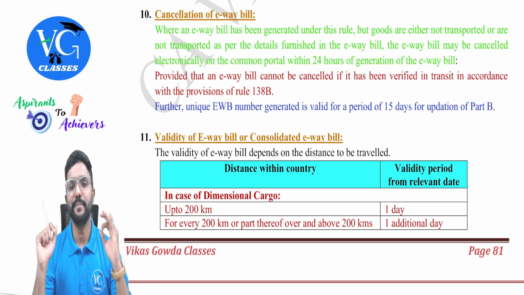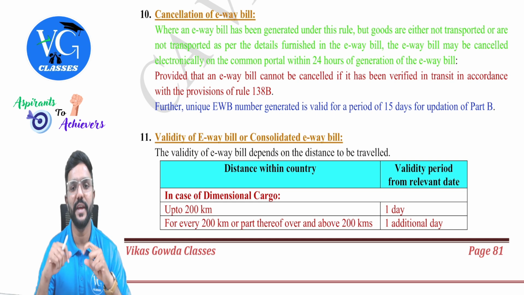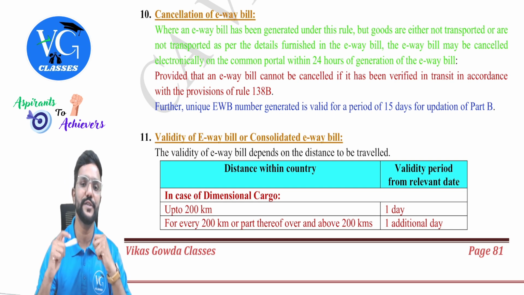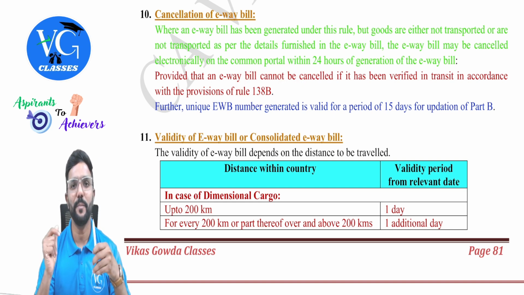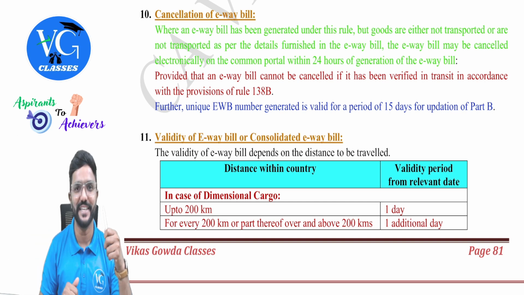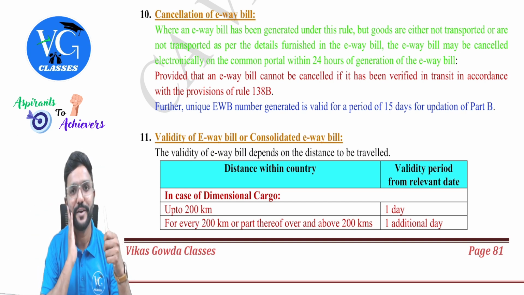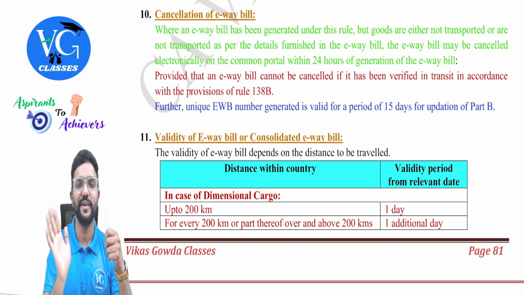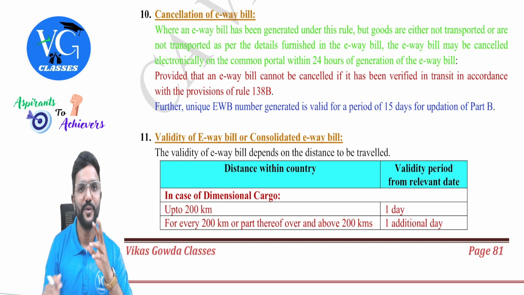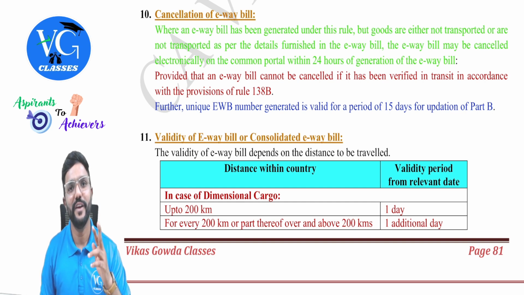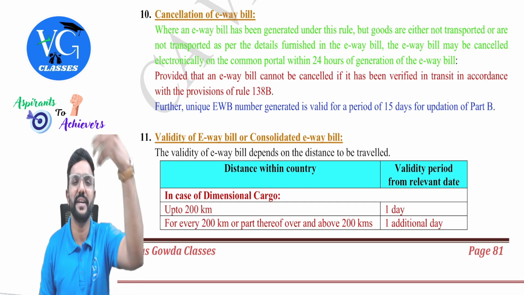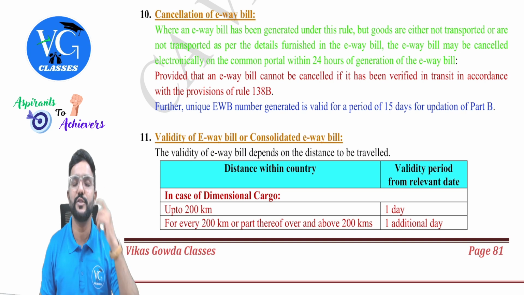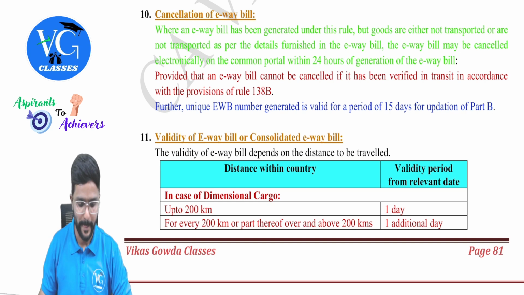Provided that an e-way bill cannot be cancelled if it has been verified in transit in accordance with the provisions of Rule 138B. By whom? By the proper officer. If the proper officer has already verified it in transit, that means there is already a movement of goods. Now can I cancel the e-way bill? No. You can cancel the e-way bill when there is no movement of goods. You already generated the e-way bill, but later the recipient cancelled the order, or he asked to change the quantity. In that case, we can cancel the e-way bill.